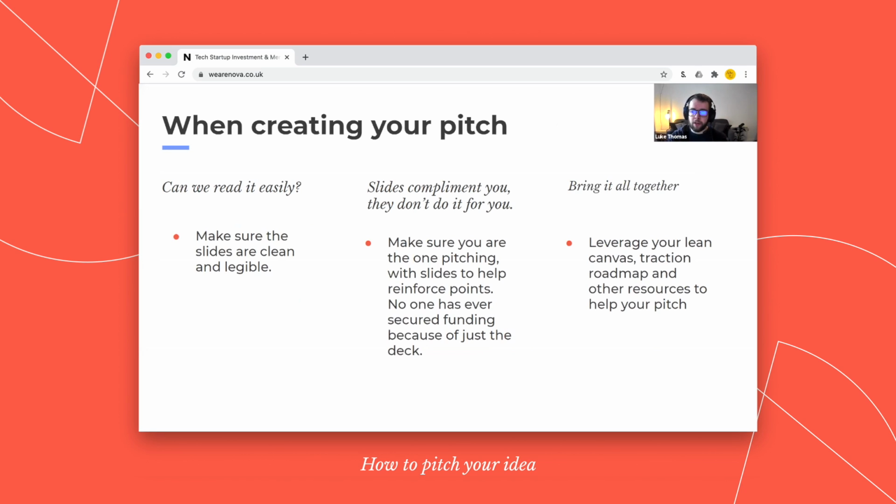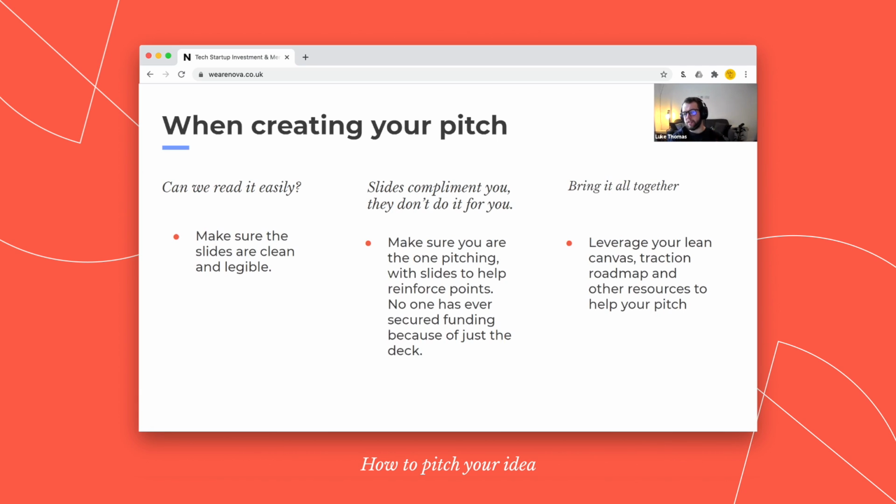So the only tips I'm going to give you: can we read it easy? Make sure that they're clean, they're legible. There's not loads of things all over the place. I can just read it, and I can take it in very quickly. The slides complement you. They don't do it for you. So don't put the slides up and then read from the slides. These are prompts to help you talk about your business, or they are visual explainers that will help cement the idea in the mind of the investor.